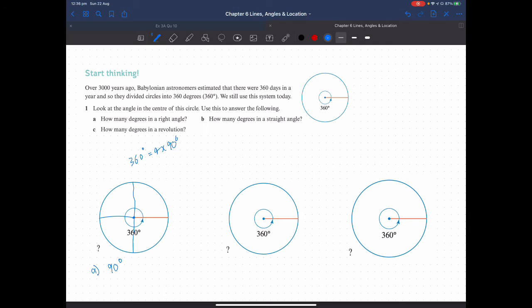How many degrees in a straight angle? If we extend our line across, that's 180 degrees, half of the circle. C says to us, how many degrees in a revolution? So if I'm starting there and going right the way around a circle, once around the circle, 360 degrees.